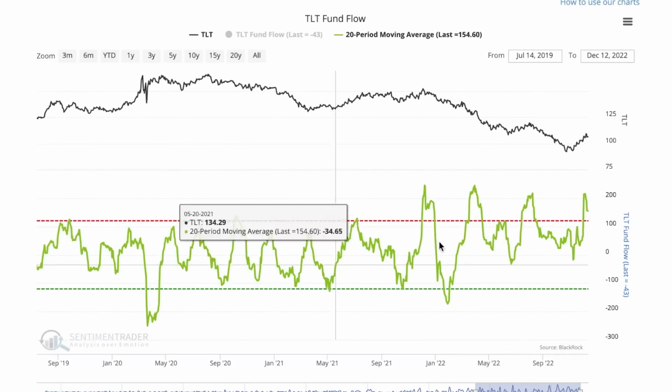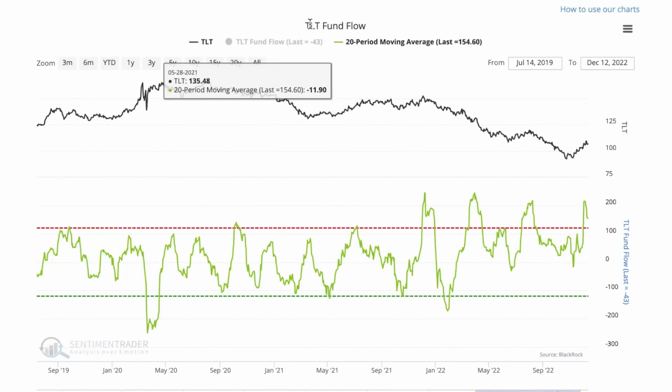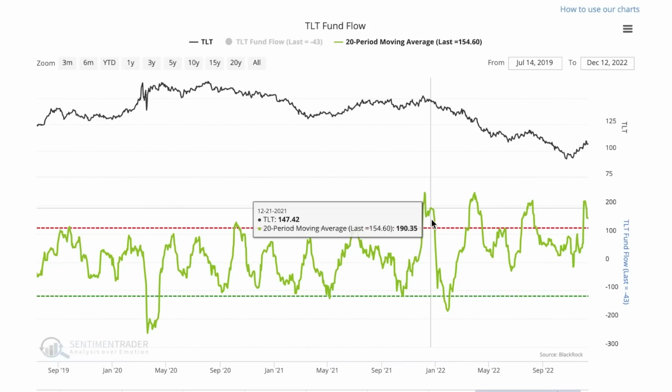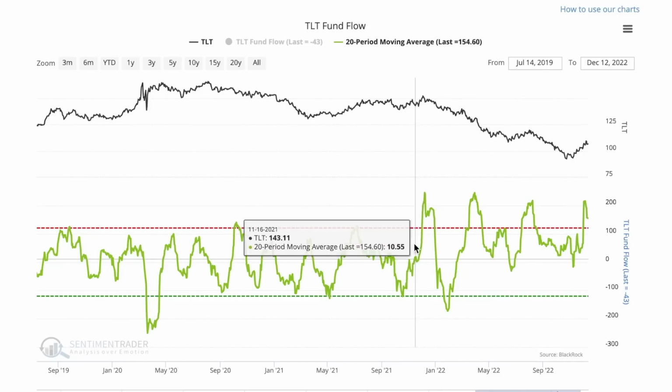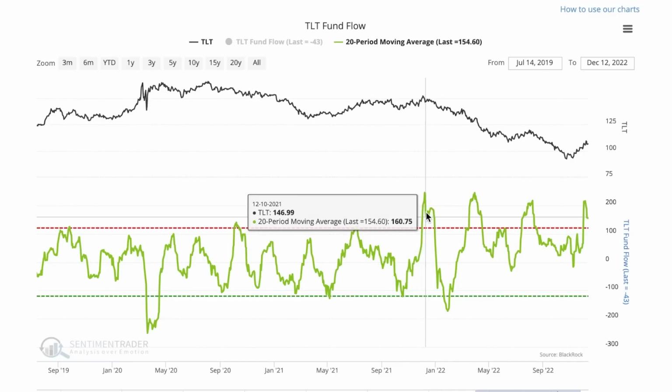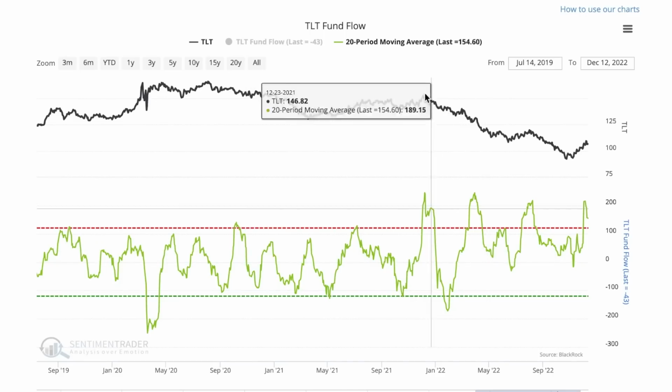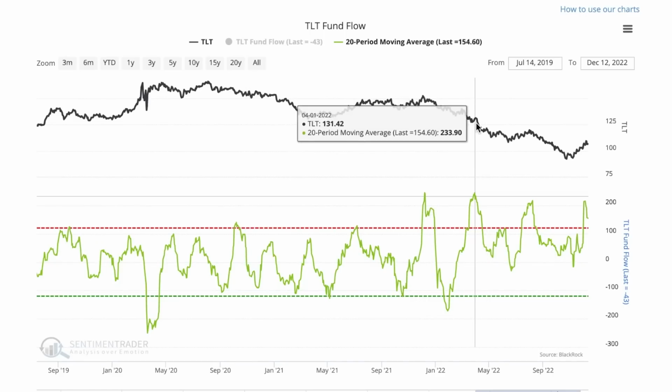So let's go back to this chart here of TLT fund flows, and it does seem like throughout 2022, this is a very worrying chart. Every time we've seen retail investors pile into TLT, it's been before TLT has actually dropped. The market has dropped as yields have been rising.